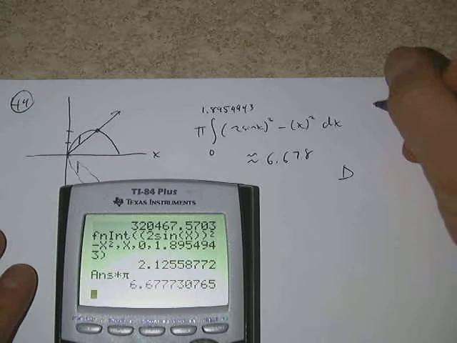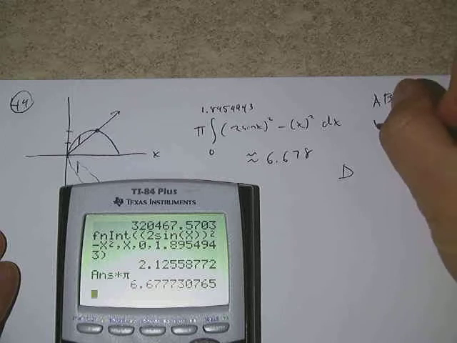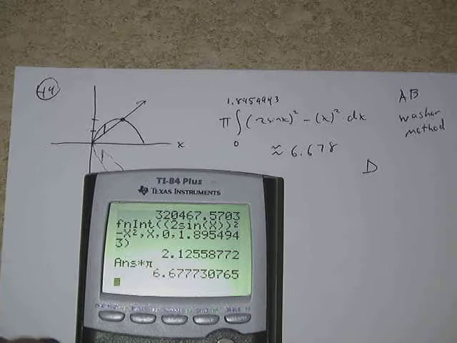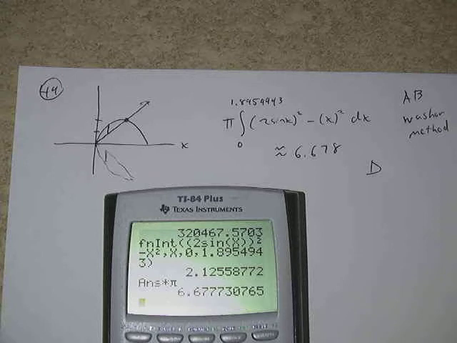And ultimately that would be an AB problem because of the fact that we can use washers, which is an AB topic. Alright. Questions on that one? What else?